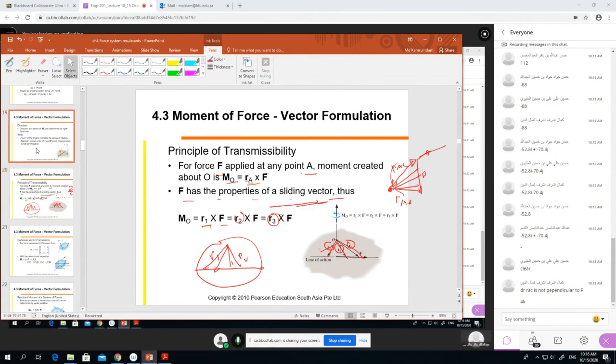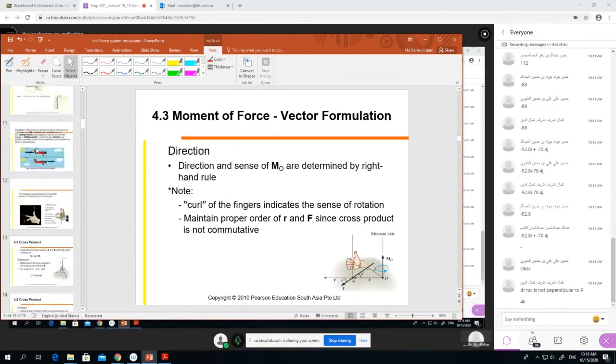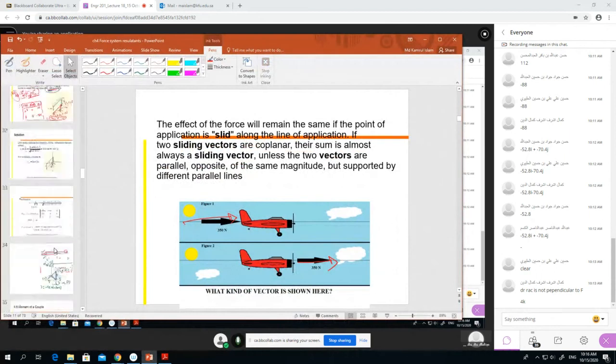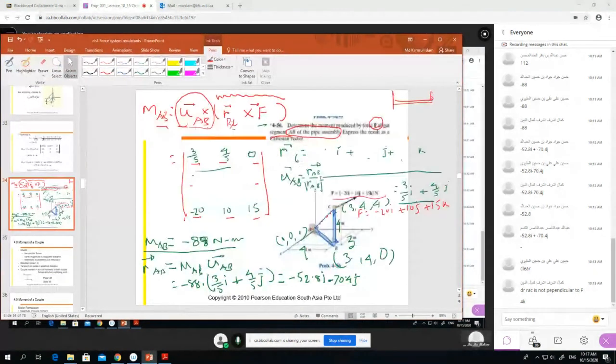Okay, what is a sliding vector? I wrote it down there. This is called the sliding vector. It produces the same result whether the force is applied here or here. It slides along F, so for the moment in that case, it should be the same result. That's why I want you to double check what happens if you put RBC there. Just do it and you will find the same result.